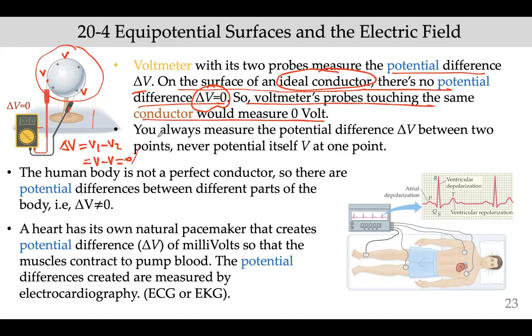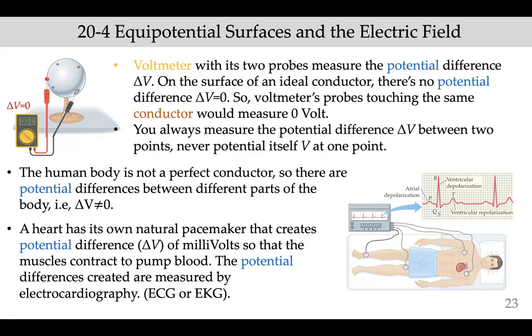So with the voltmeter, you always measure the potential difference between 2 points, never potential itself at 1 point. We don't really measure potential at 1 point because voltmeters always have 2 probes. You always measure the potential difference between the probes.